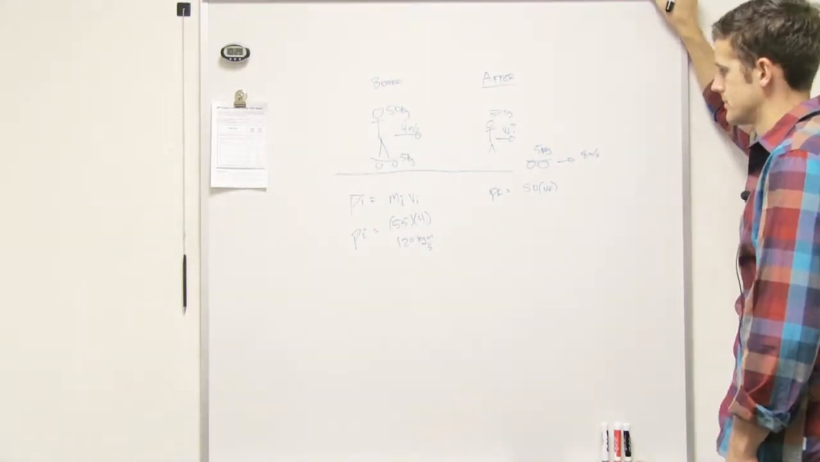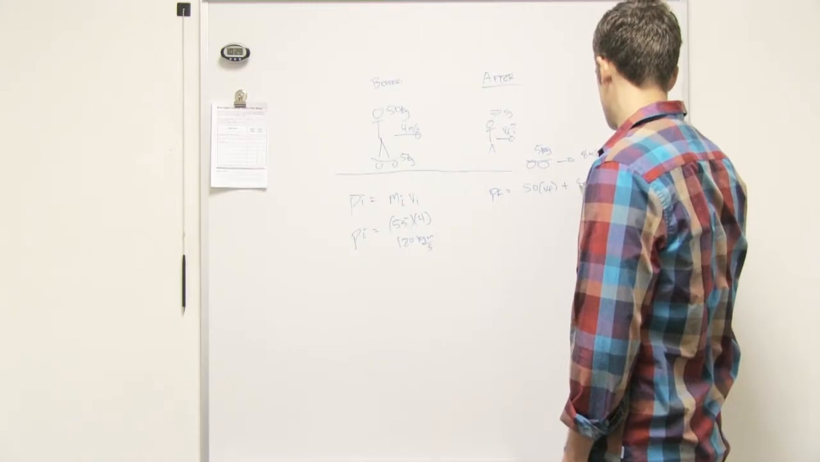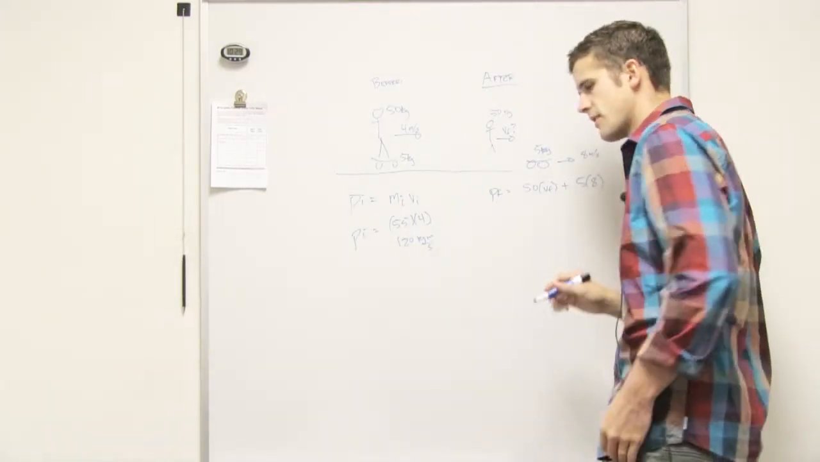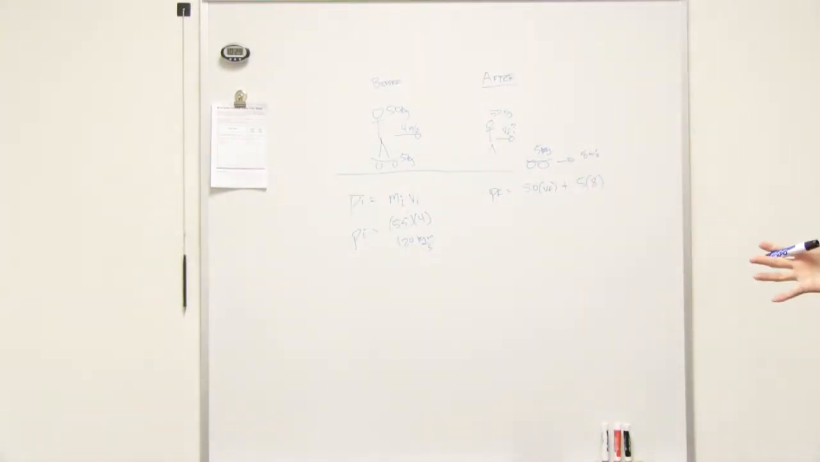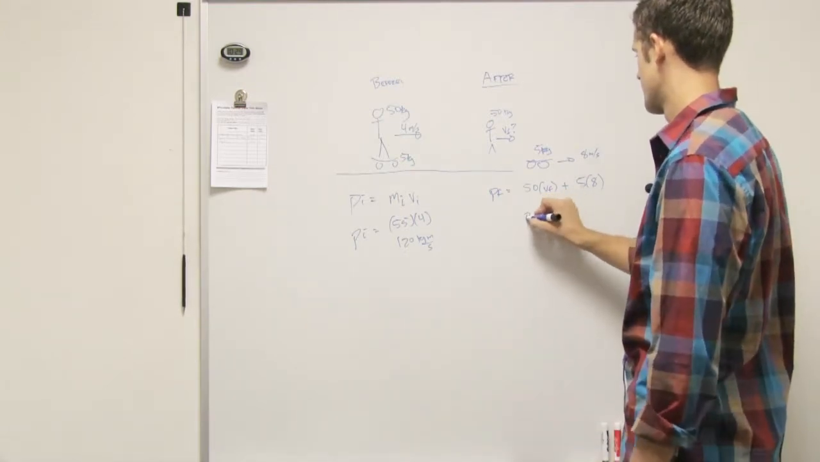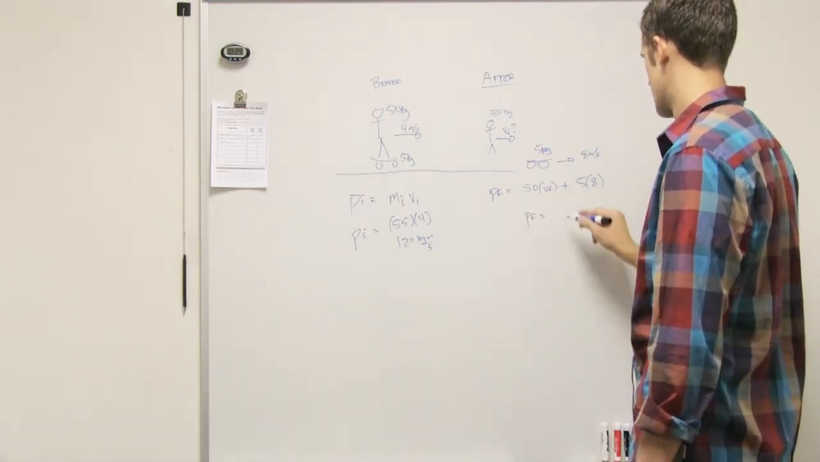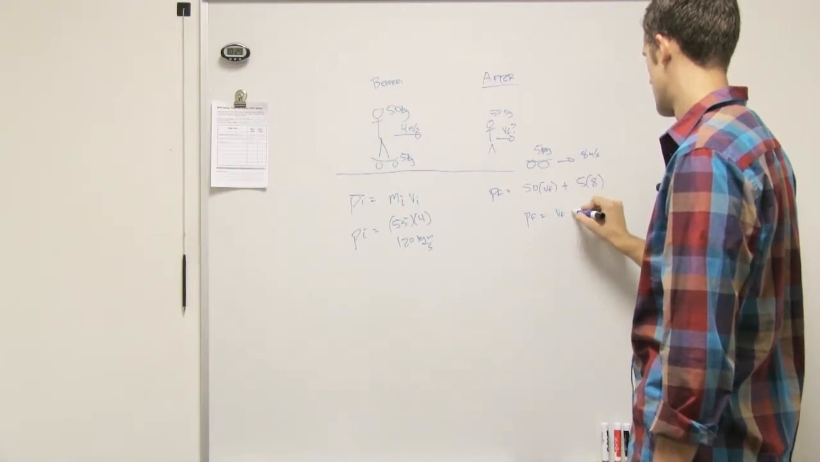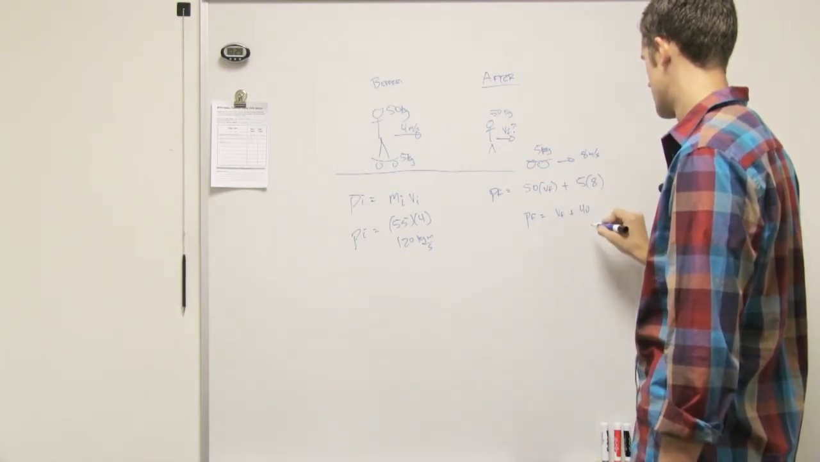Okay, so 5 times 8. So when you have an explosion, you're going to have multiple parts afterwards. You have to look at the momentum of each individual part. Right. So P, so it is equal negative 40 over 50.